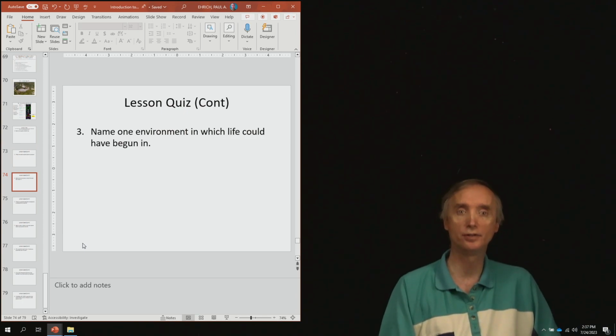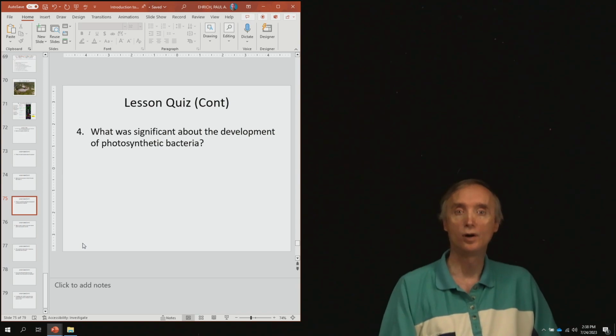Question number 3. Name one environment in which life could have begun. So we mentioned underwater volcanoes. If it was under the water, then it would have been protected from the radiation from the sun.